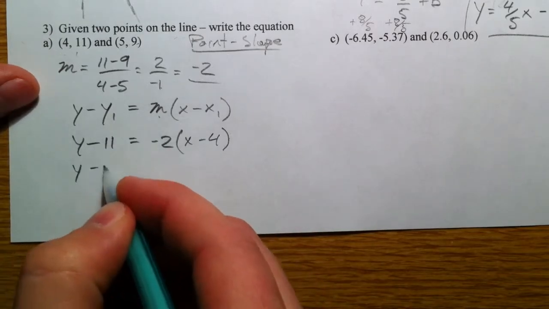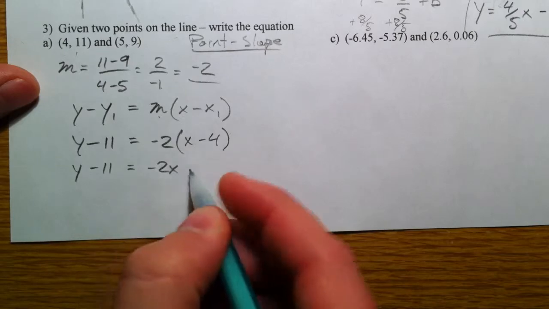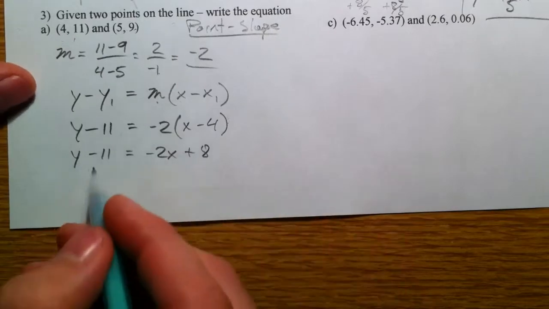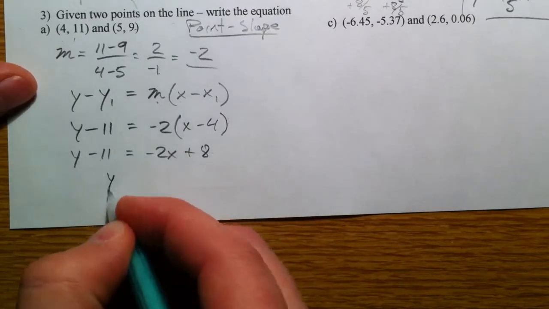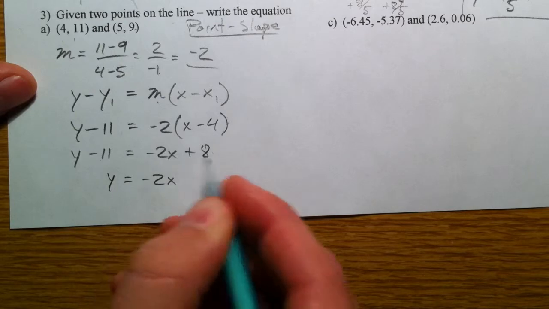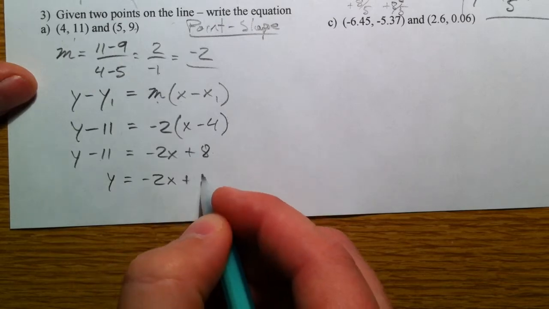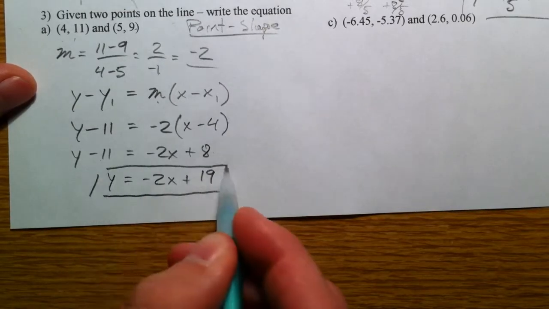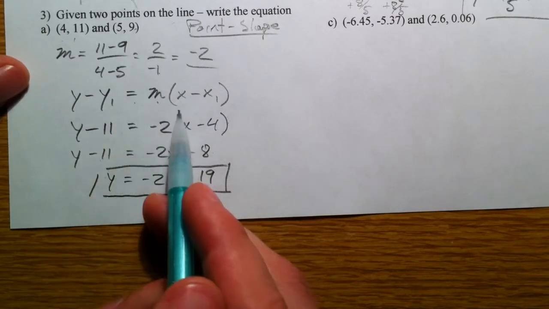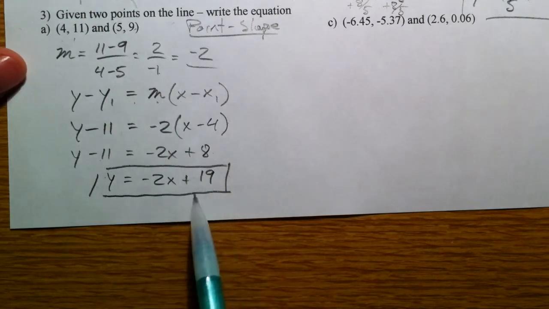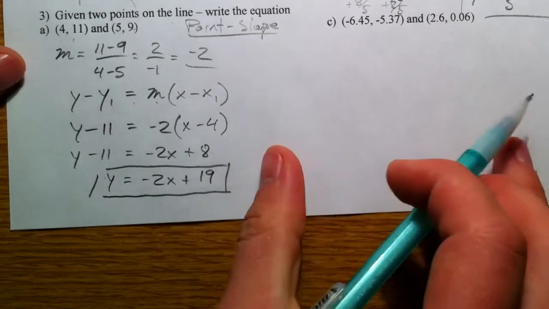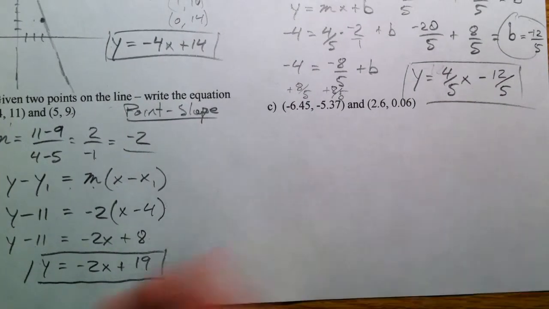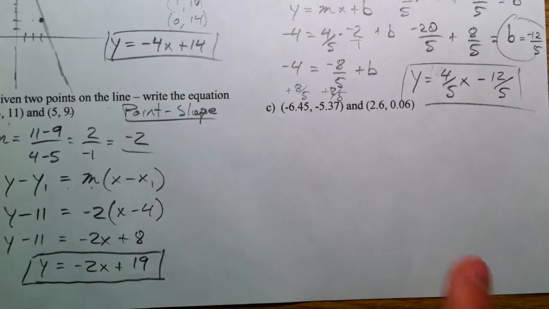Now we simplify. Y minus 11 equals -2x. -2 times -4 is a +8. And then we add 11 to the other side. When you add 11 to the other side, 8 plus 11 is 19. So, this is point slope form. Benefit of this one is that you didn't have to solve again for b after you found that b was 19. That's what we had to do on this one. Don't forget to write your equation back out after you get there.